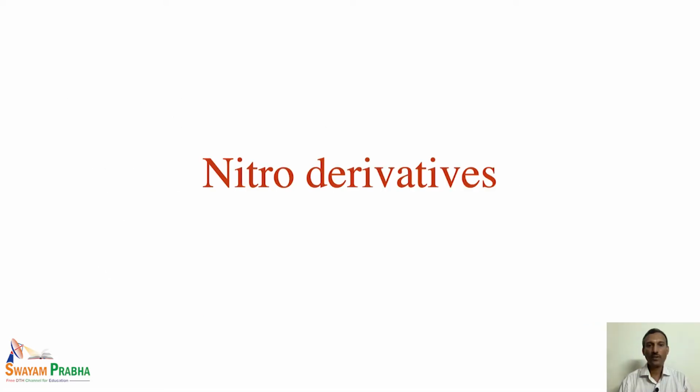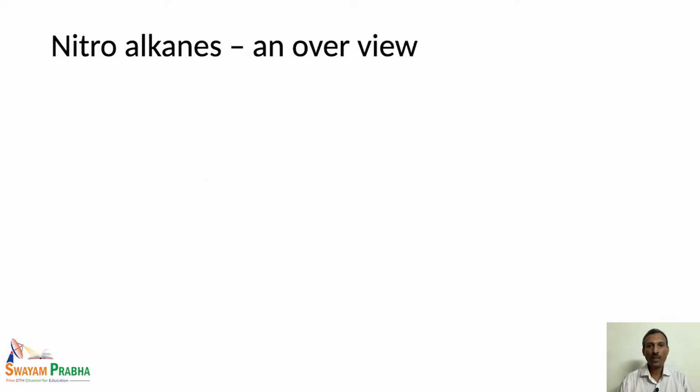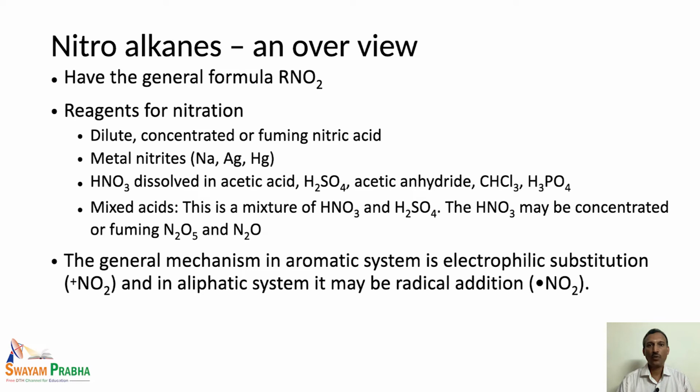In this session, we are going to study nitro derivatives. So in the beginning, we will just have a brief overview of what nitroalkanes are. The nitroalkanes have a general formula RNO₂, and if we are going to do a nitration reaction, we have various reagents which are used for the nitration, which include dilute, concentrated or fuming nitric acid, or metal nitrates like sodium, mercury or silver nitrates.